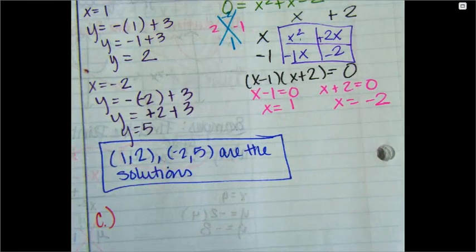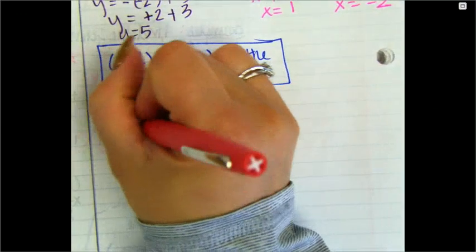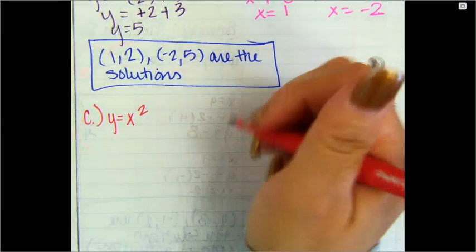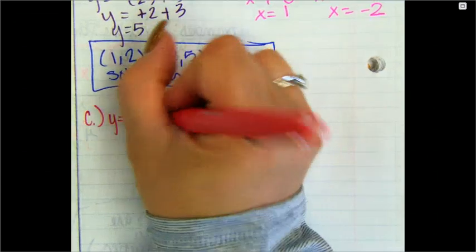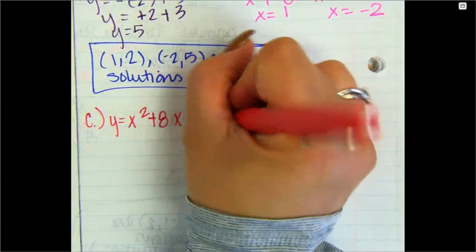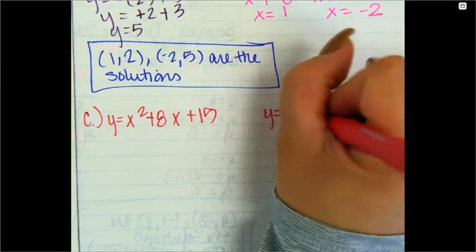Example C. Y equals x squared plus 8x plus 15. Y equals negative 6x minus 9.